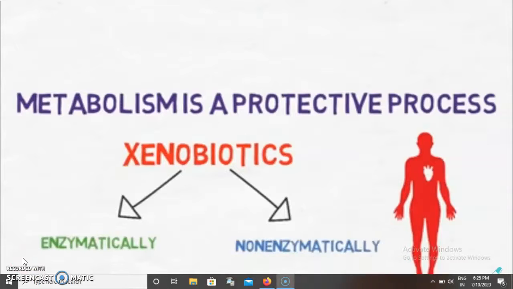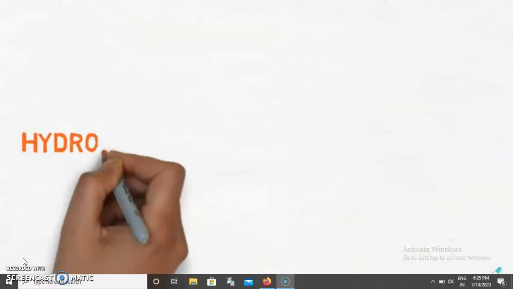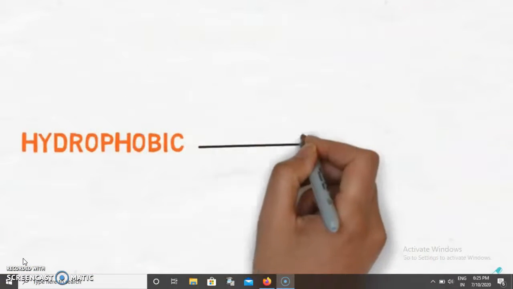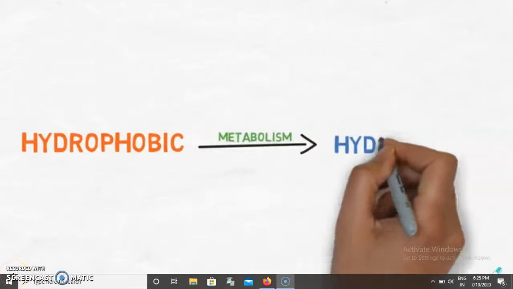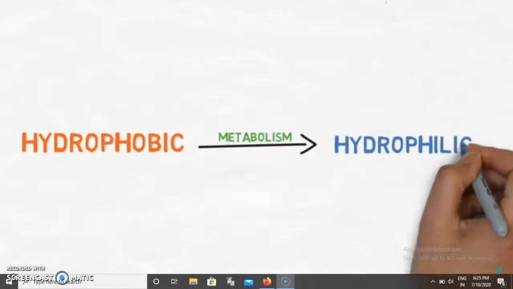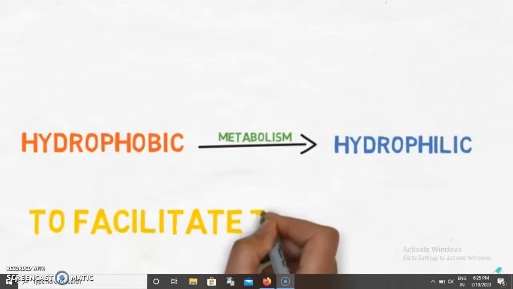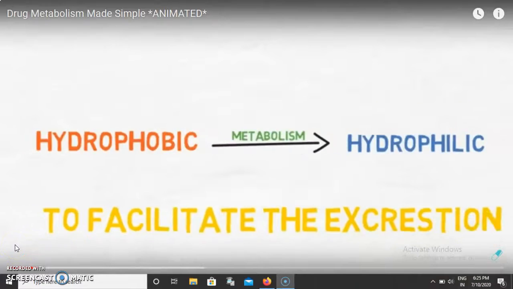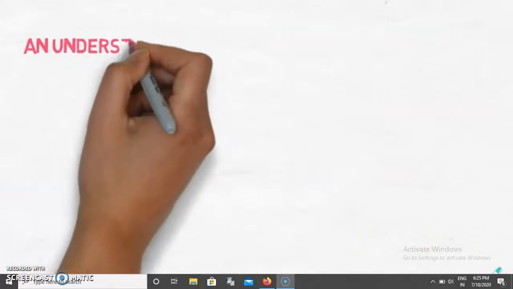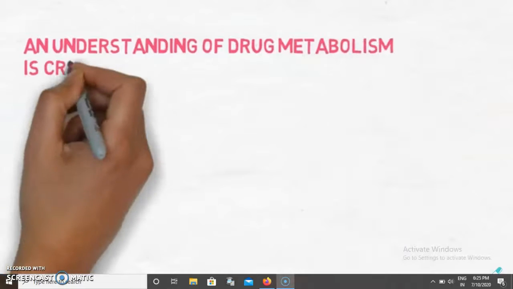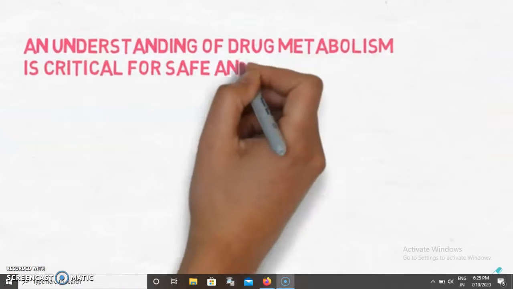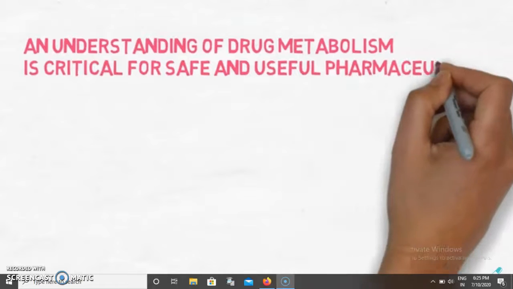enzymatically or non-enzymatically. Generally, drug metabolism begins with a hydrophobic drug and converts it to a more hydrophilic metabolite to facilitate its elimination. An understanding of the drug metabolism process and the potential outcomes is critical for developing safe and useful pharmaceuticals.